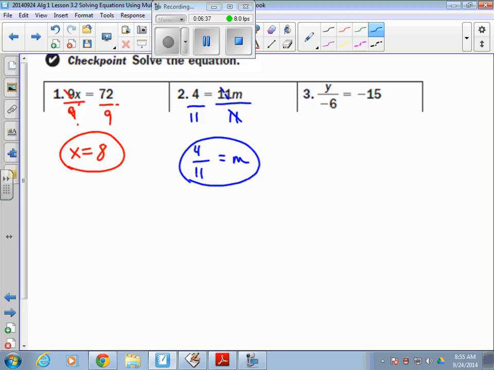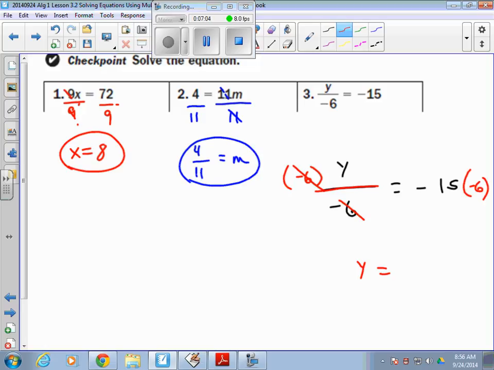Number 3 says y over negative 6, or y divided by negative 6. Undo divide by negative 6. I'm going to rewrite it to where we can see it a little bit better. Y divided by negative 6 equals negative 15. Undo divide by something by multiplying by negative 6. If you multiply the left side, it cancels it out and it leaves you with y. That was the goal. But you have to multiply the right side by negative 6.